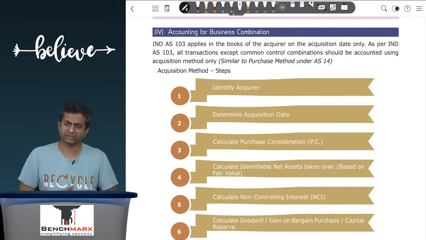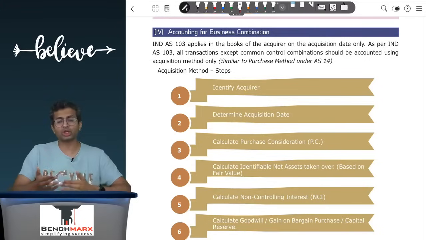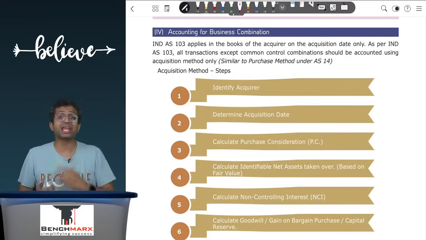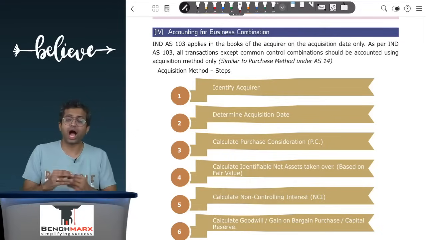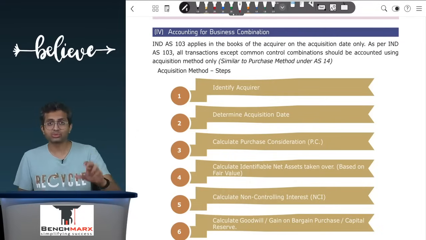Next, you calculate net assets taken over, similar to what you study in your AS 14 as well, Inter CA. You take over the assets and liabilities of the selling company at fair value. 100% of the assets, 100% of the liabilities, irrespective of the stake acquired. So if I acquire a 70% stake, should I take over 100% of the assets? The answer is yes. That is because I get the ability to direct the entire 100% of the assets.